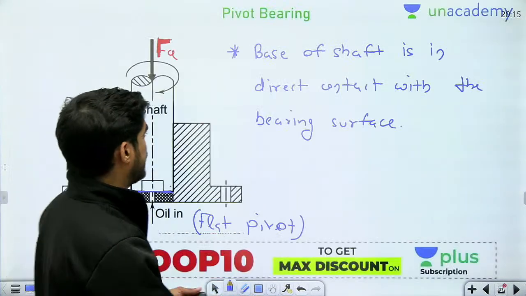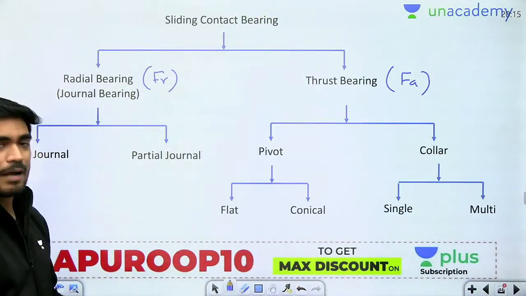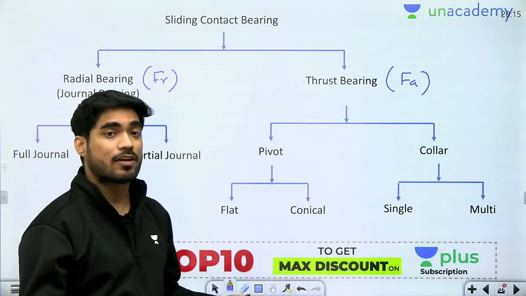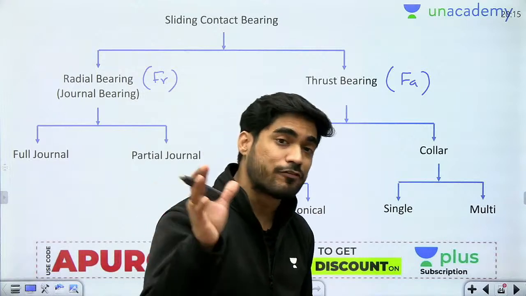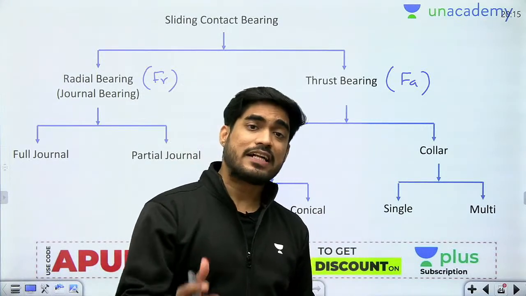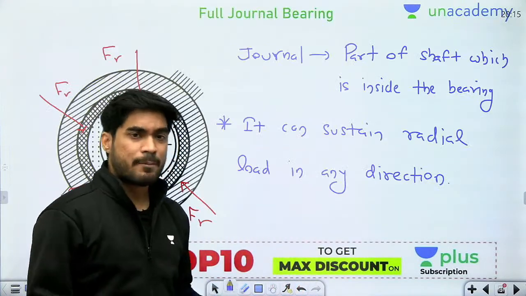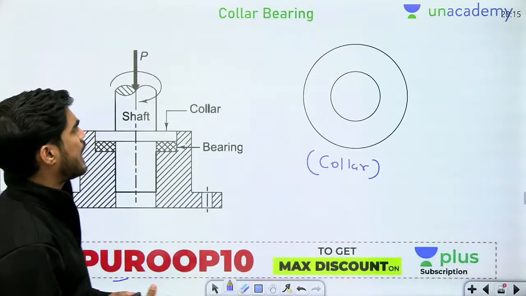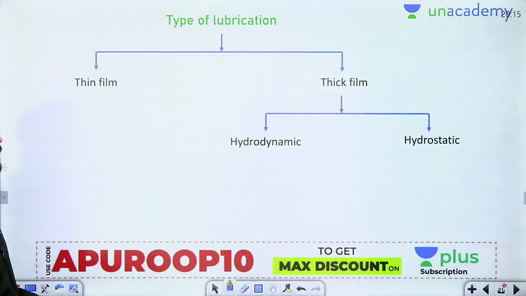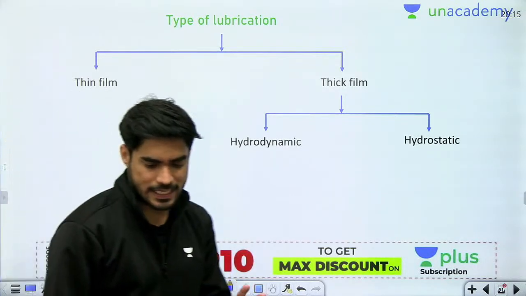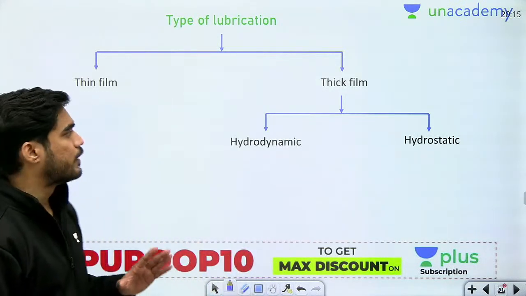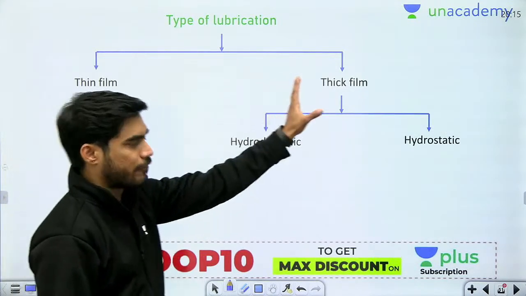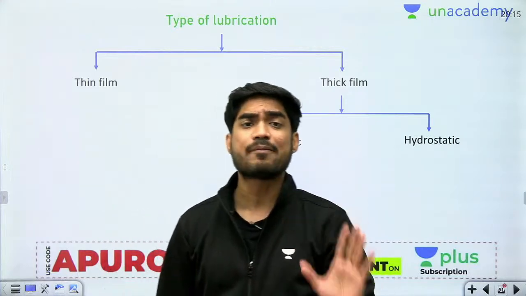So beta, types of bearings are covered. Now bearings can also be divided on the basis of type of lubrication. So there are different types of lubrication provided based on the need. So what are the different types of lubrication? So beta, basically you can divide the type of lubrication into these two types: thin film lubrication and thick film lubrication. Although there are other types also.